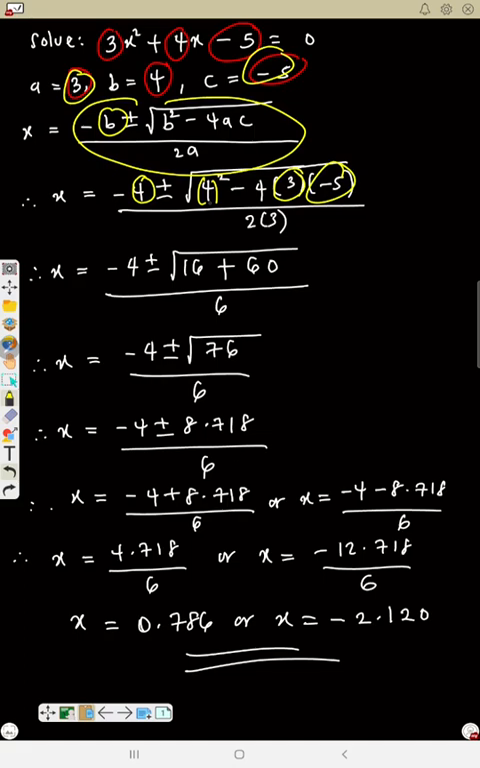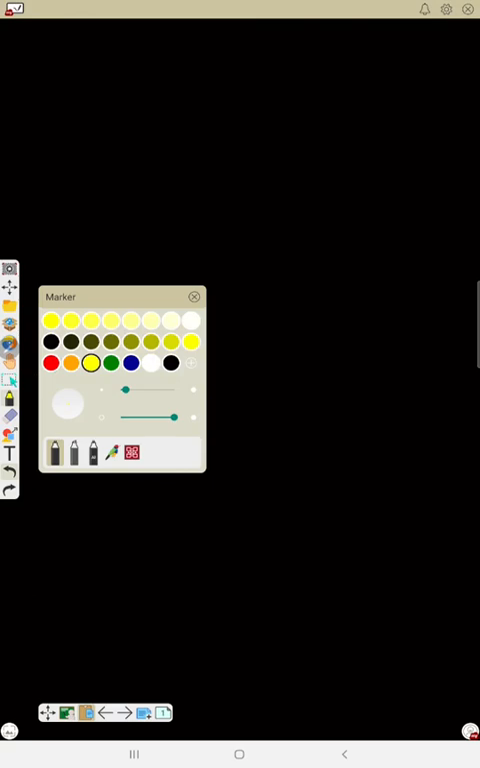Then you press the calculator. 4 squared is 16. Minus times minus is plus. 4 times 3 is 12 times 5 is 60, like that. So trace it. Everything is calculator work. So try this now. Solve x squared plus 5x minus 6 equals 0. And 4x squared minus 3x minus 2 equals 0. So try it after watching.